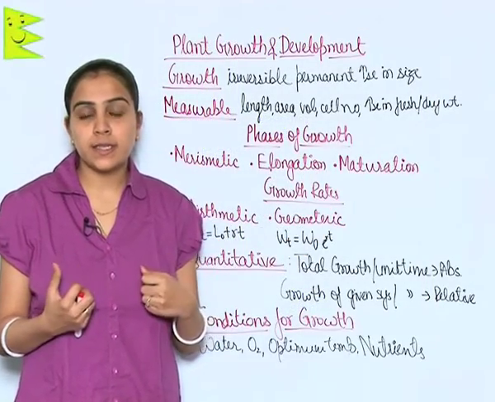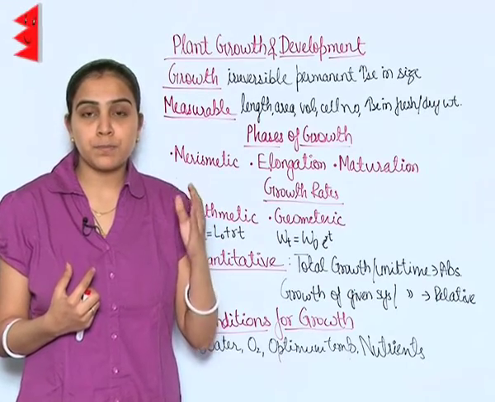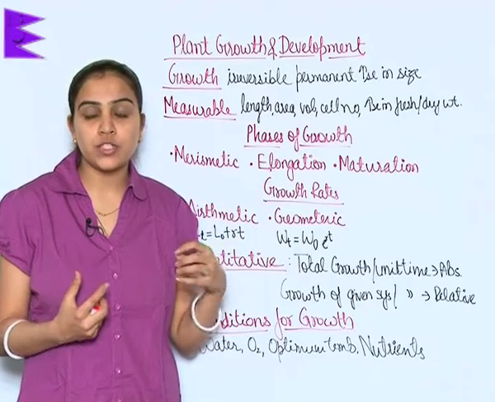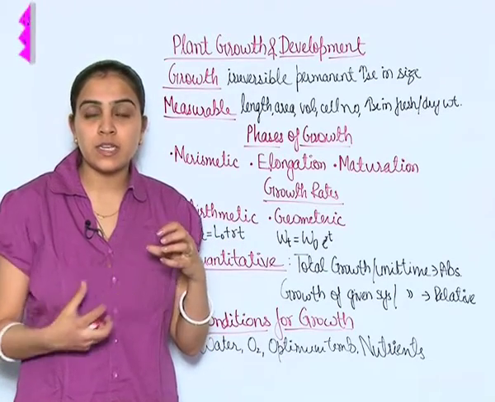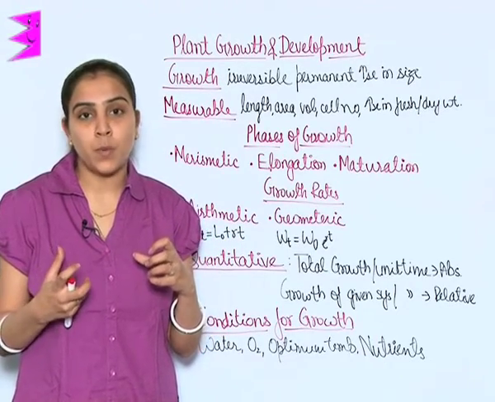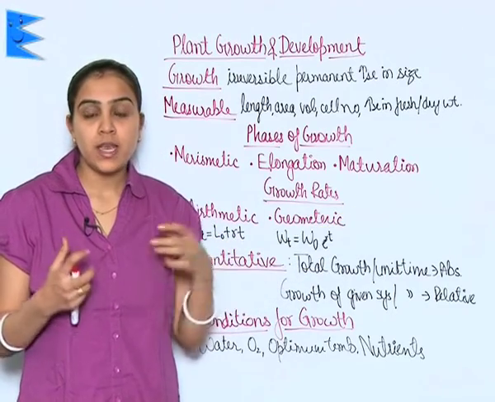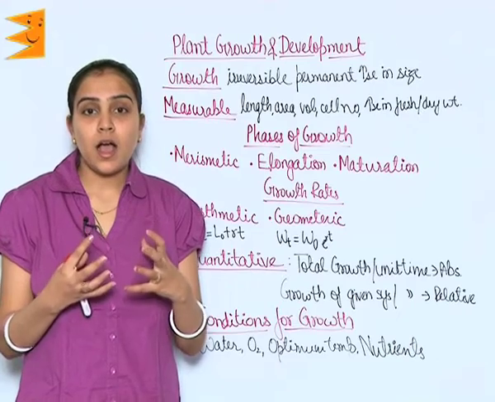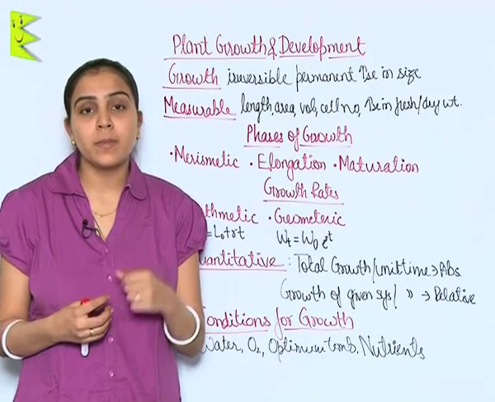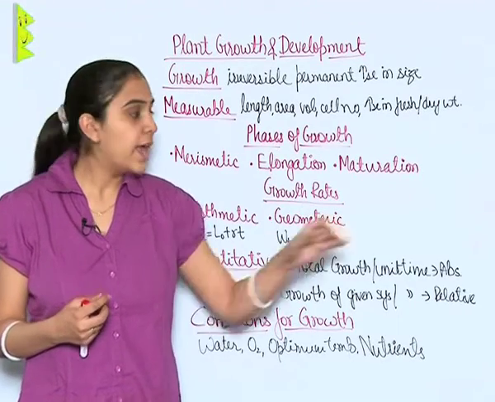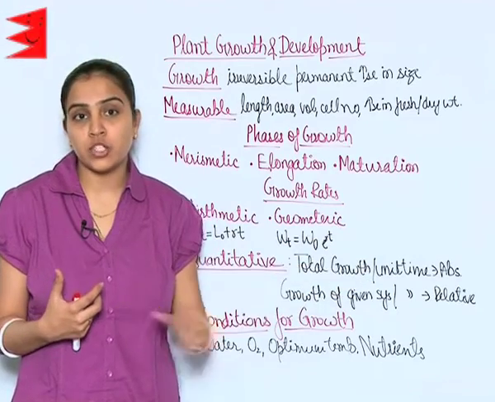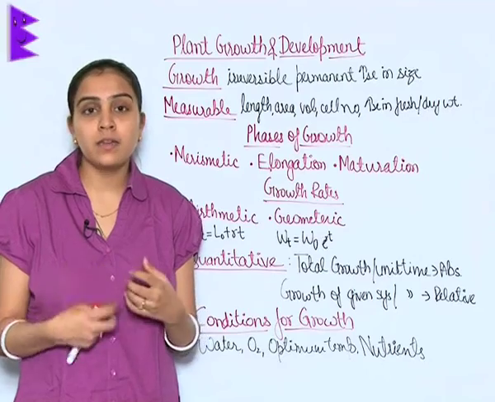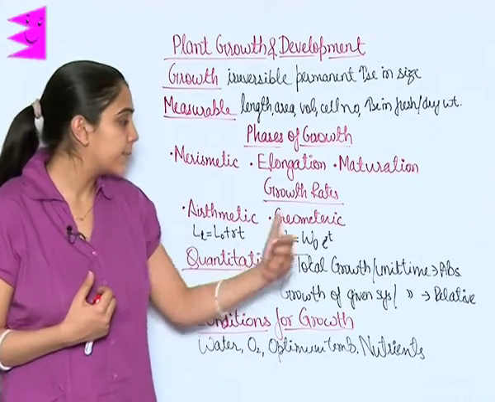Elongation: you can see in the diagram, just adjacent to the meristematic tissue is the region of elongation, which leads to increase or elongation of the plant body, and then is maturation. After elongation, the cells are designated to perform a specific function, and hence it leads to their maturation. After maturation, they die. They cannot again regenerate new cells.